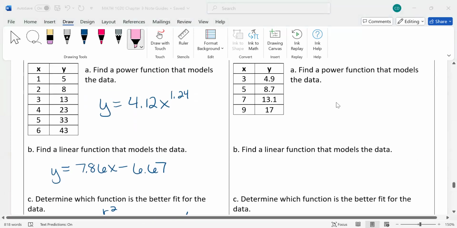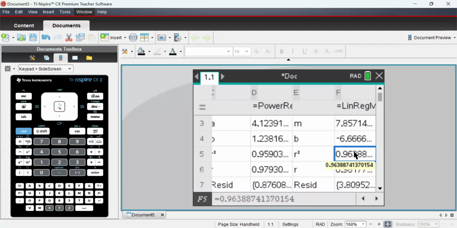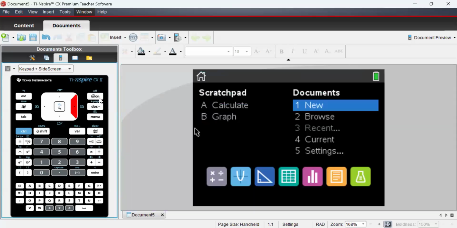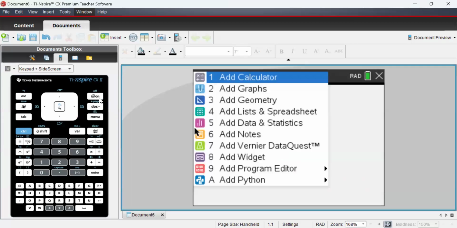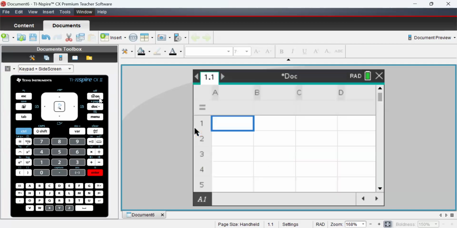All right, let's look. We want a power or linear and determine which one's a better model. It's a smaller set of data, and just with all this information here, it's always best just to start it over so it doesn't get confusing. So new, we don't want to save that. And I'll go through this a little bit quicker.